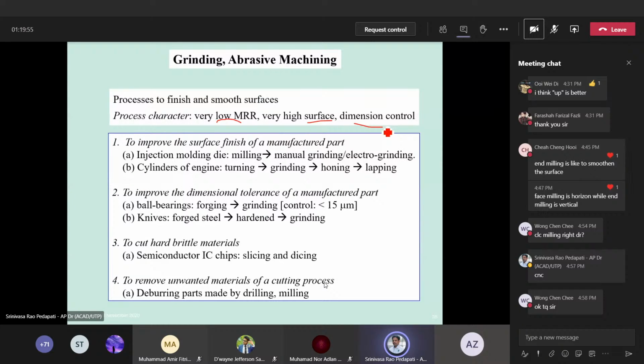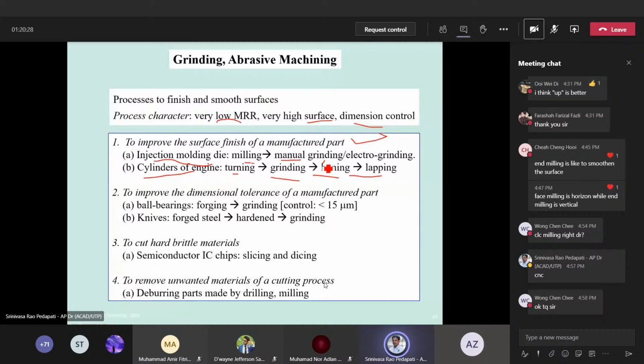So what are the objectives? The objective is to improve the surface finish of a part. Let us say some object is prepared by injection molding or it is milled, and then you have to go for grinding, manually or something. A cylinder of an engine, if it is cast, for example, then you have to turn it for the required shapes, and then grinding, honing, and lapping.